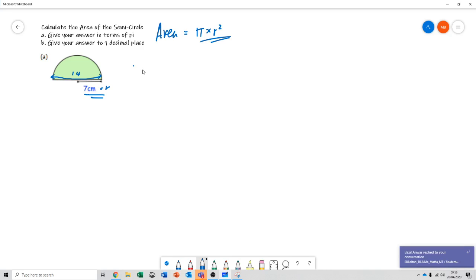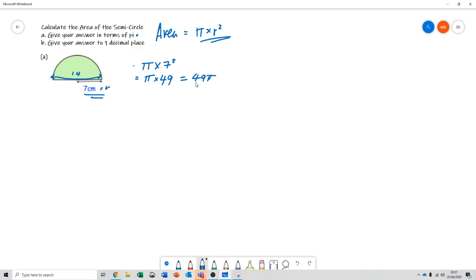So the first step: we're going to do this question first. We're going to answer in terms of pi. We're going to simply substitute our radius. So instead of doing pi times r squared, we're going to put the number 7 in for the radius. So 7 squared, and 7 squared is 7 times 7, which is 49. And so we have 49 pi.